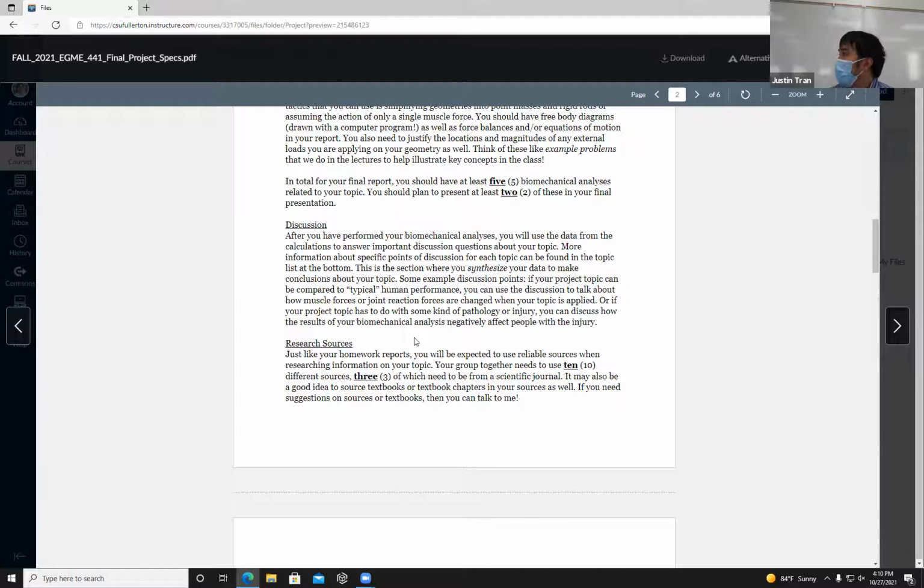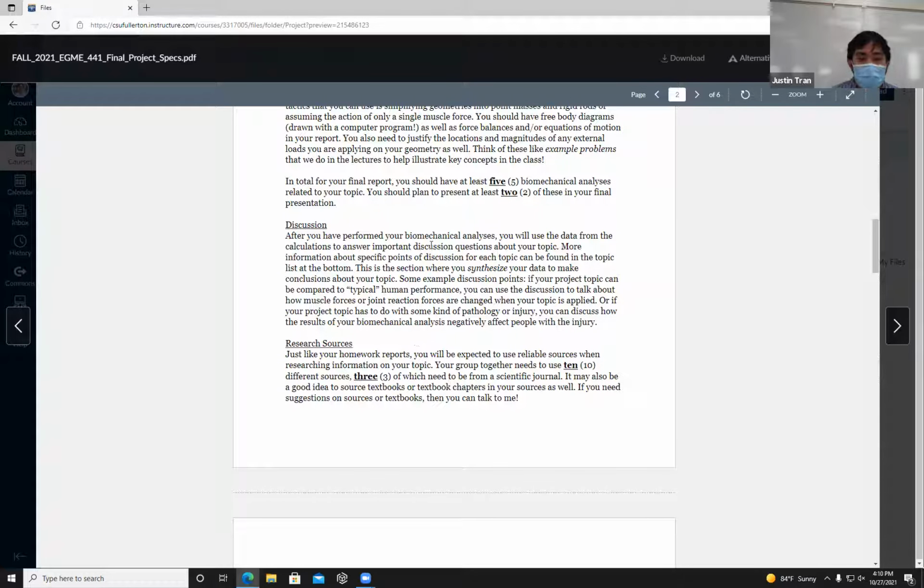So, questions about what is the cutting edge of the technology for this right now, or what are the specific advantages of this specific device? It was hard to be specific on this because all the topics are so different. But basically, there are specific questions about each of the topics that make them interesting to study from a biomechanical perspective.